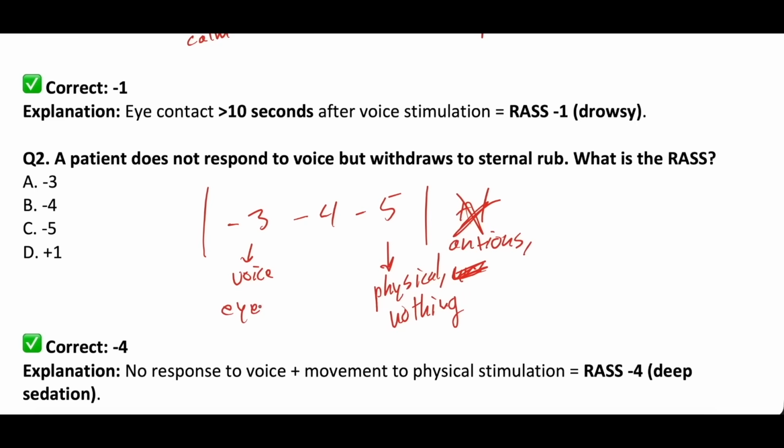So this patient, we said, does not respond to voice. So it can't be -3. But they do withdraw to sternal rub, right? -5, you don't withdraw, so it's not -5. So it leaves us with -4. -4 is with voice, you do not open your eyes, but with noxious stimuli, you do withdraw. So they sternal rubbed and they withdrew.